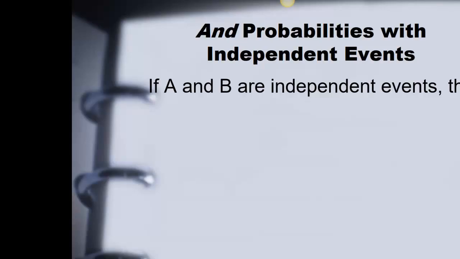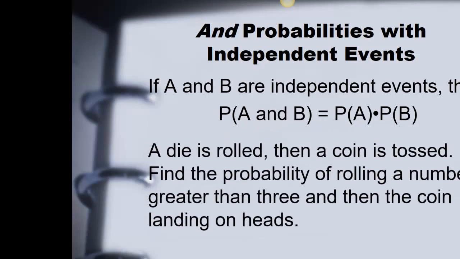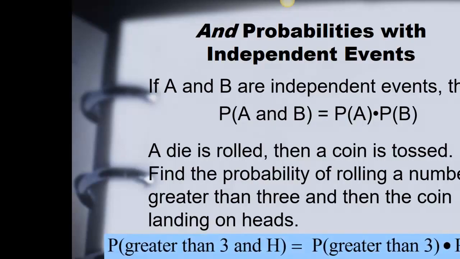Continuing, if A and B are independent events, then we would say P of A times P of B. We're going to multiply those events together. Here we go. A die is rolled, then a coin is tossed. Find the probability of rolling a number greater than 3 and then the coin landing on heads. So we have the word and there, so we're going to multiply. P of greater than 3 and H equals, this is our formula, P of greater than 3 times P of H.